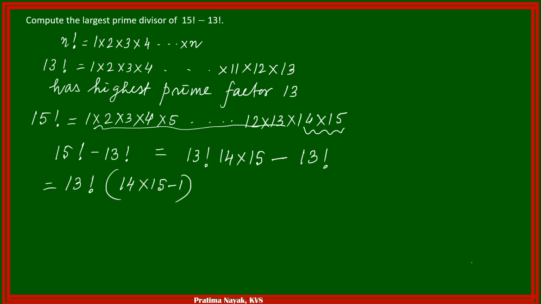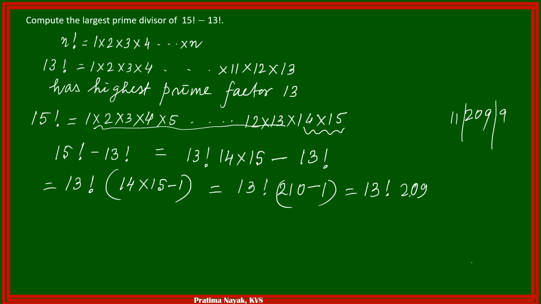Now let us multiply 14 into 15. It will be 210. 210 minus 1 equals 209. Now let us see whether it has some prime factors bigger than 13. 11 nines are 99, 11 times 19.